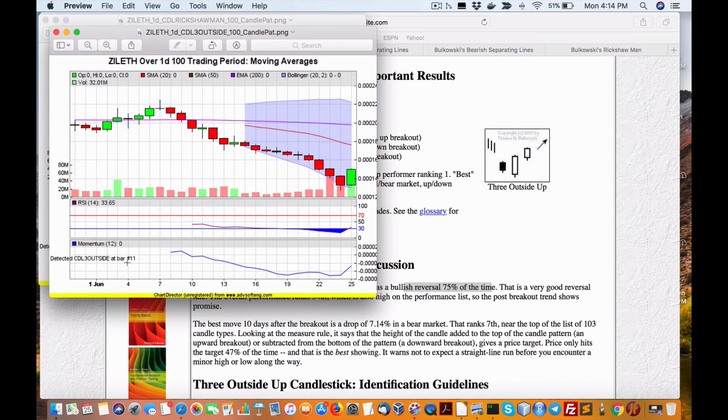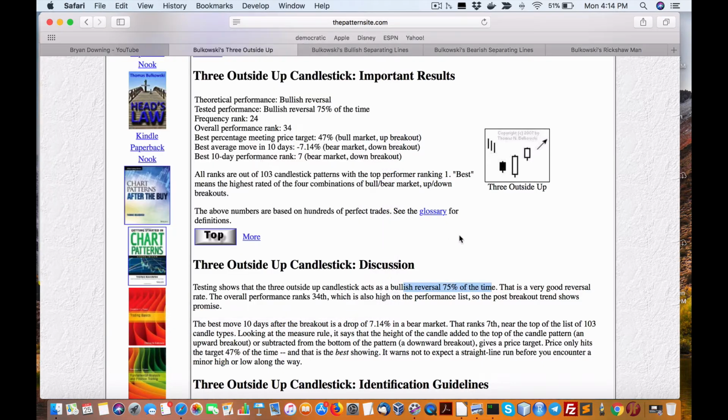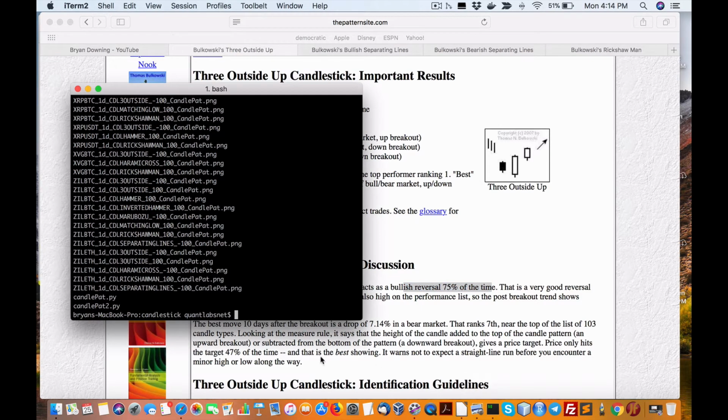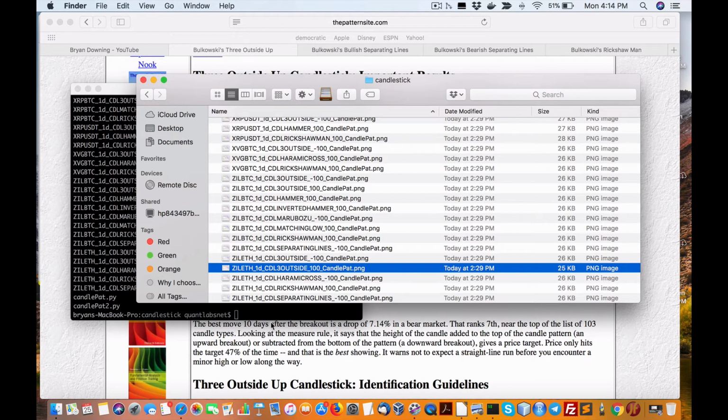Detected CDL outside at 100. 1, 2, 3, 4, 5, 6, 7, 8, 9, 10, 11. I don't see it. I mean, if it was to say going down, yes, then definitely there's accuracy there. But it ain't doing that. Okay, we'll ignore that one.